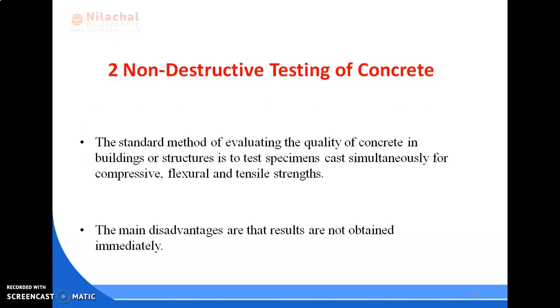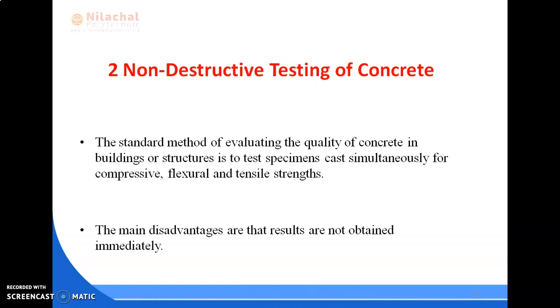Next is non-destructive testing. The standard method of evaluating the quality of concrete in buildings or structures is to test specimens cast simultaneously for compressive, flexural and tensile strengths. The main disadvantages are that results are not obtained immediately. Concrete in specimens may differ from that in the actual structure as a result of different curing and compaction conditions. Further, strength properties of a concrete specimen depend on its size and shape.